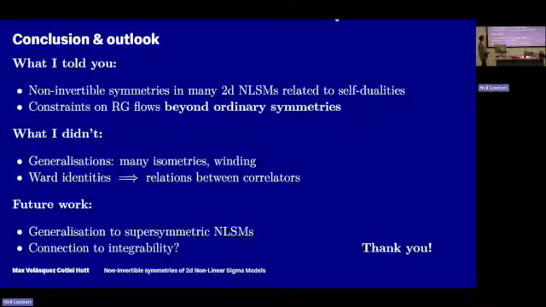So let me wrap up. I told you about non-invertibles in 2D nonlinear sigma models, and they're related to these self-dualities under discrete gauging. In particular, they put constraints on RG flows, which are beyond what ordinary symmetries tell you. The ordinary symmetries of the sigma model are the same at any value of R. R squared is p over 2 pi, which doesn't change anything about the ordinary symmetries, so they're not the things protecting this value of coupling.